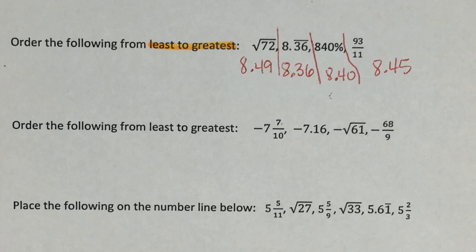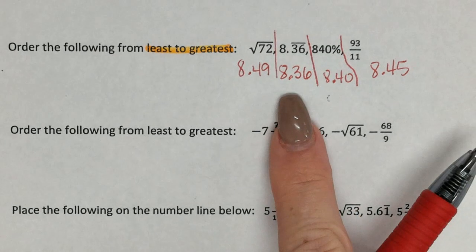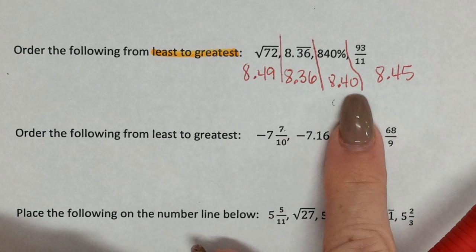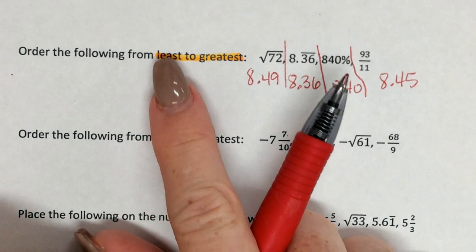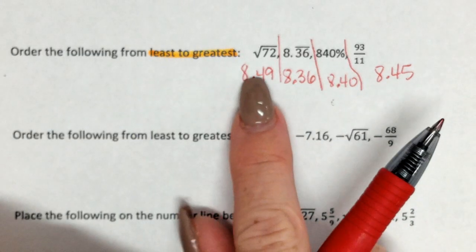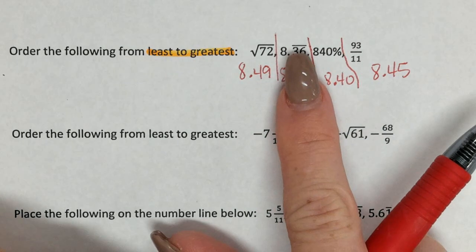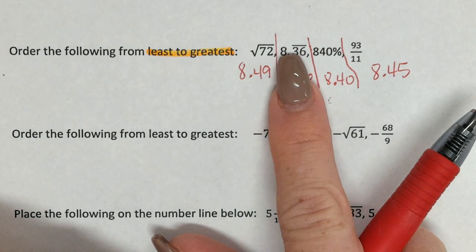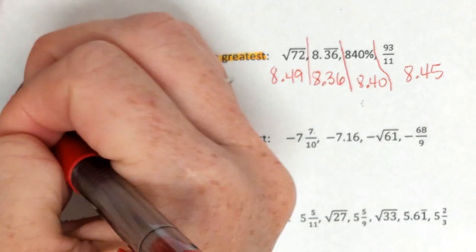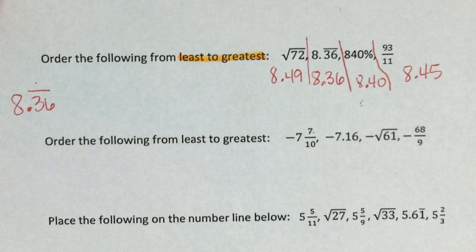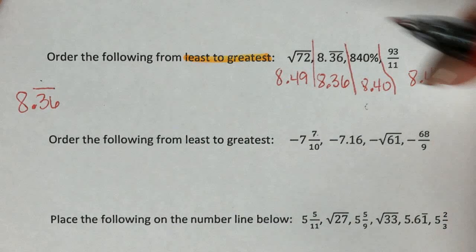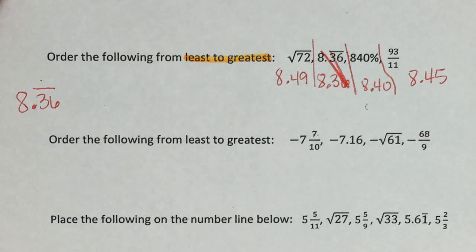Guys, if you miss a problem like this, this is a third grade question now. Does everybody agree y'all did that in third grade? Because there's no negatives, I'm going from least to greatest. Which one of these is worth the least amount of money? But I need to write it in its original form. So I write 8.36 with a line over the top of the 36. Now I mark it out because I'm done with it.